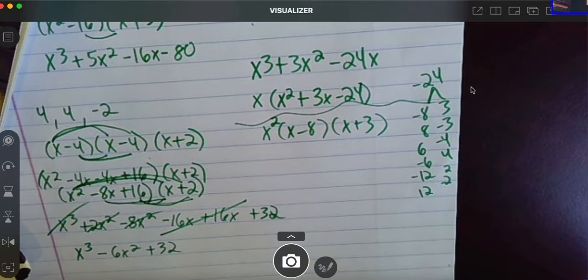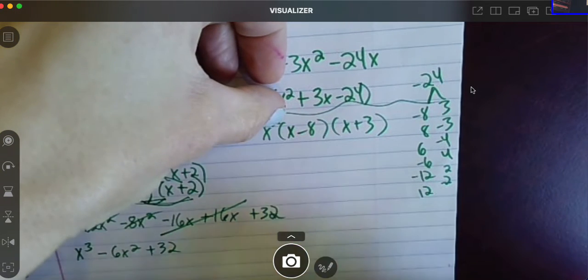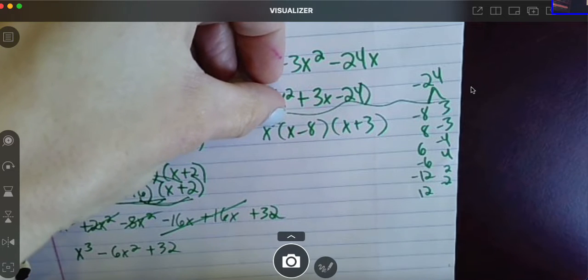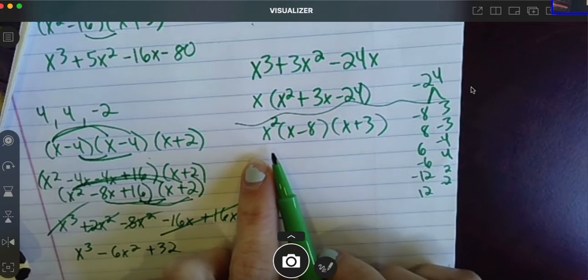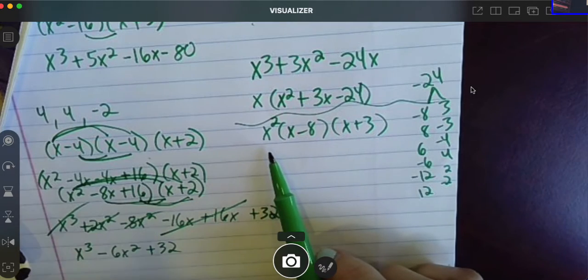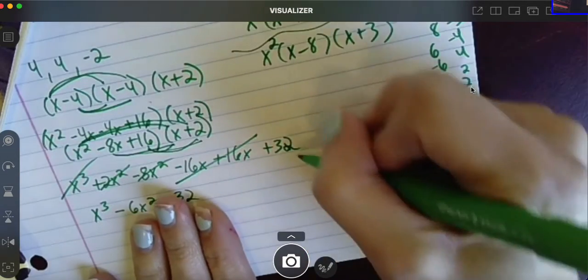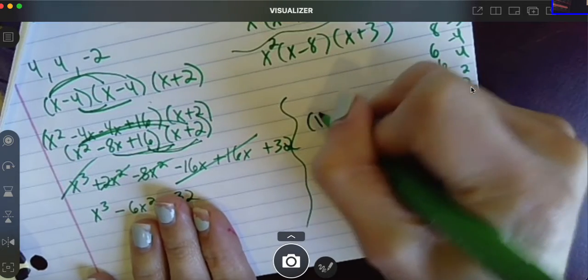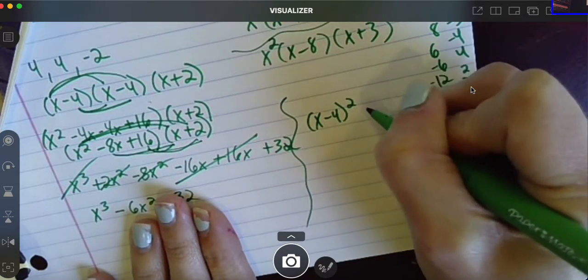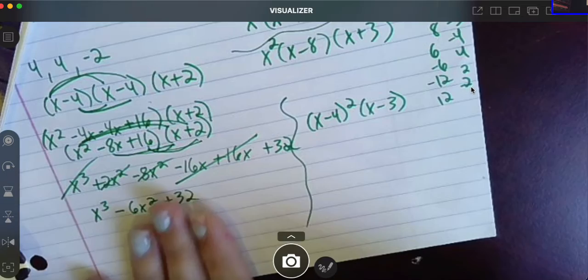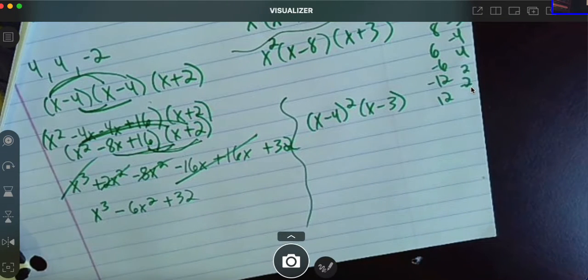Why is it multiplicity of 1? Because they were all written one time. Now, how many times is x squared written? 2. So that's why it's 0 with a multiplicity of 2. Let's pretend another one. So it would be 0 with a multiplicity of 2, and then 8 and negative 3 had a multiplicity of 1.